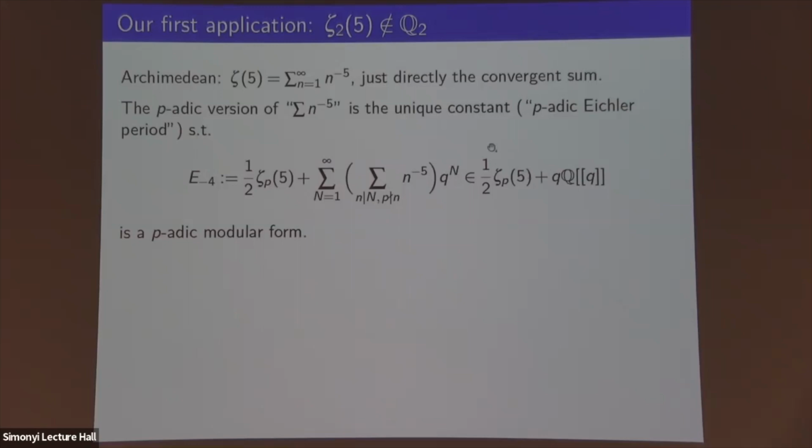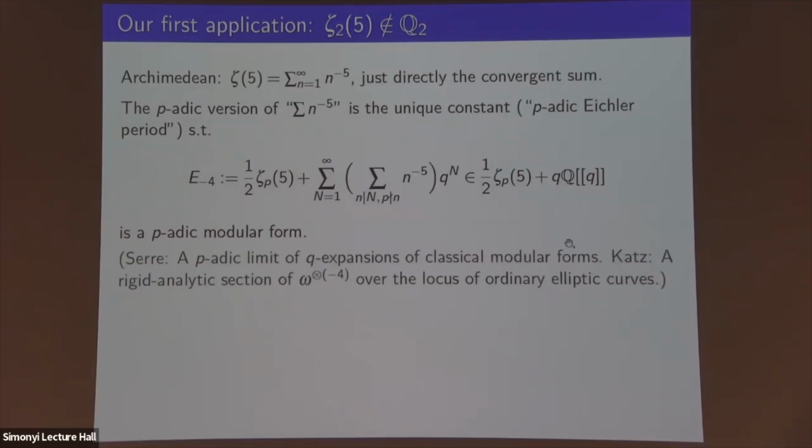So of course, for the Archimedean place, the classical zeta 5 value is this infinite convergent sum. And of course, the p-adic meaning of that is not so direct, but we take the unique p-adic number, a constant, for which this q-series is a p-adic modular form. That would mean the following series, a limit of the expansion of classical modular forms, I mean p-adic limit, or it could mean this rigid analytic section over the ordinary locus, or it could mean essentially going back to Kummer, these Bernoulli congruences, this limit.